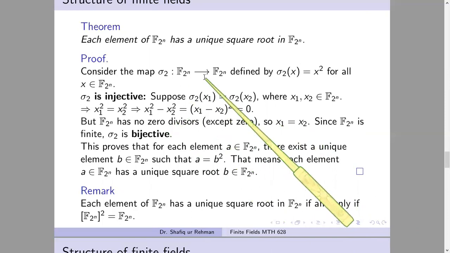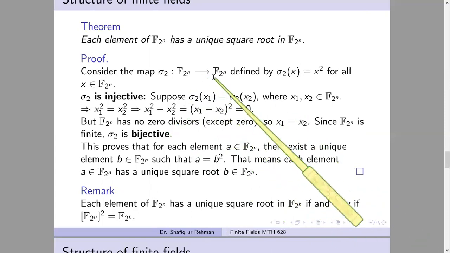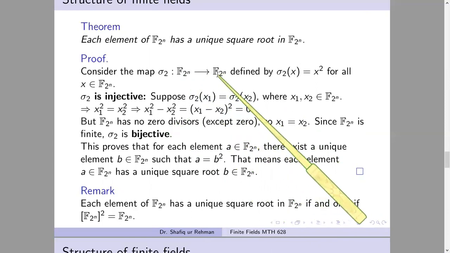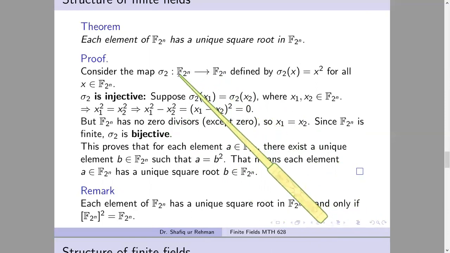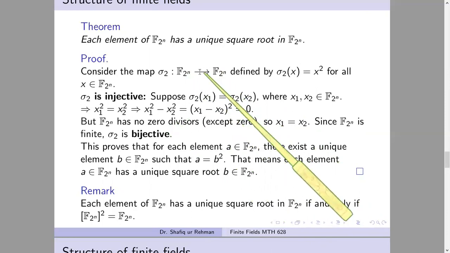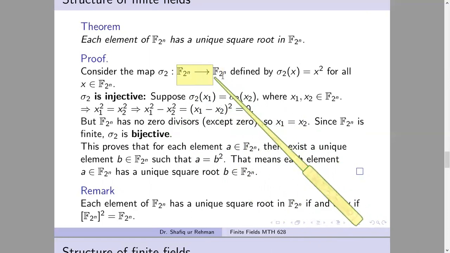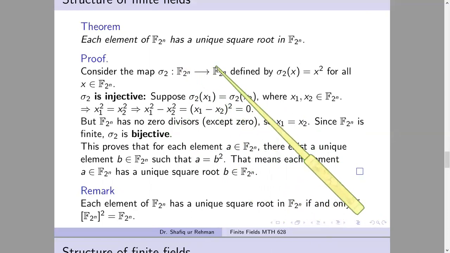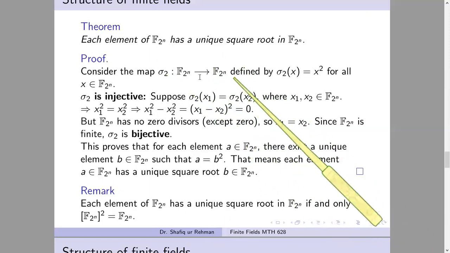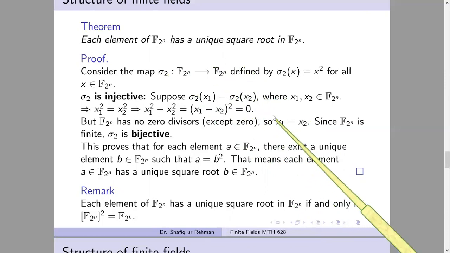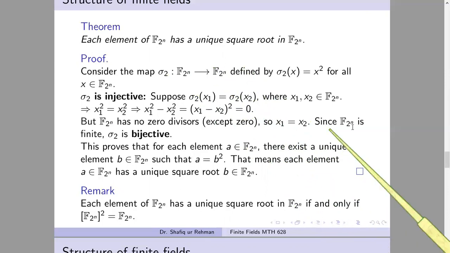Now because both these sets are finite, if we have finite sets and there is an injective function between them, then it will automatically be bijective. In case of finite sets of the same cardinality, if we have an injective function between them, then that function will be automatically bijective due to cardinality. This property does not hold for infinite sets.